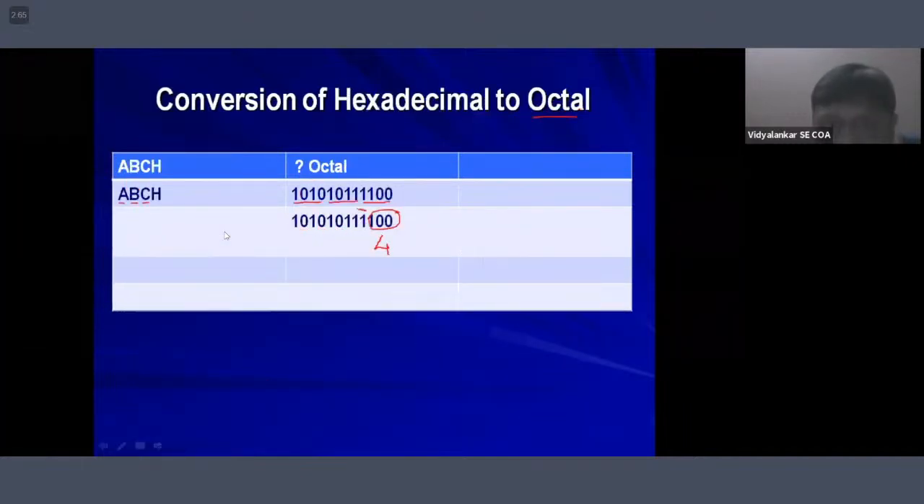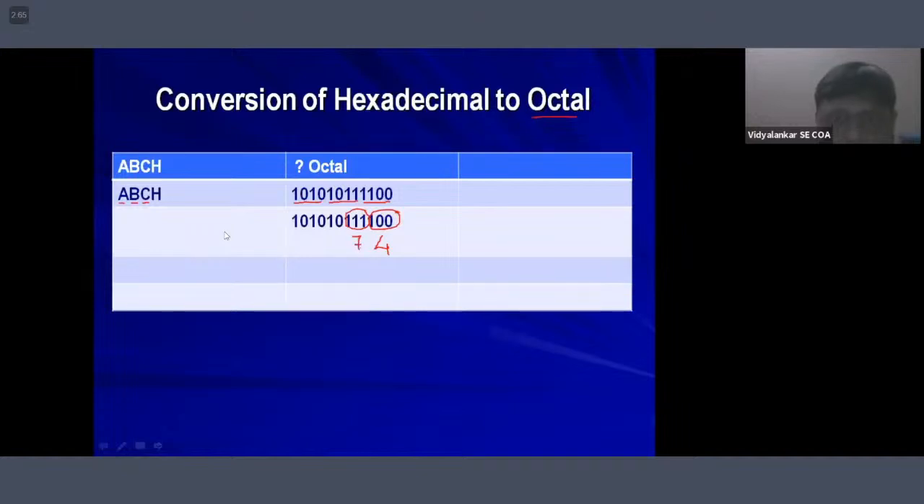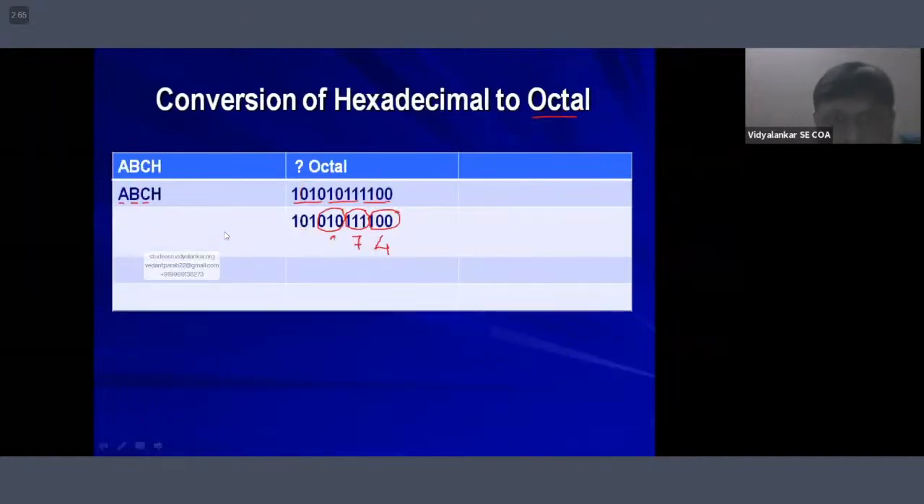Let's do the second grouping. This is my second group. Observe it. What is the value? 111 is 7. So let's write 7 here. This is my third group. What is the value? 010 is 2. So we will write value 2 here.